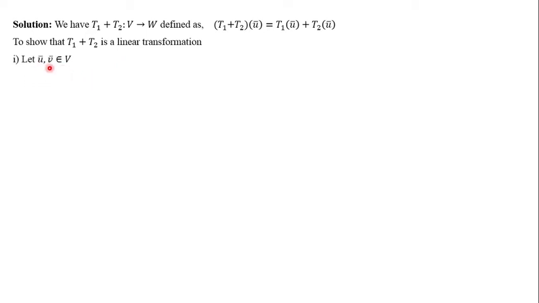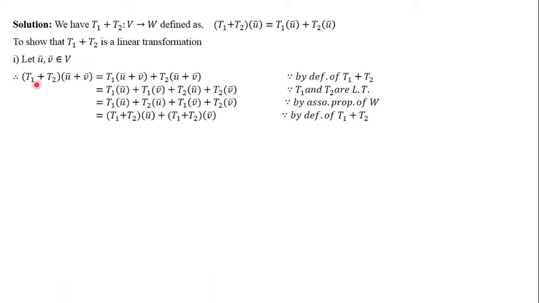Let U bar and V bar be any vectors in the vector space V, and therefore T1 plus T2 operating on U bar plus V bar. So apply the definition of T1 plus T2. It is T1 operating on this vector U bar plus V bar, plus sign, and then T2 operating on the vector U bar plus V bar. We mention here the reason: by definition of T1 plus T2.